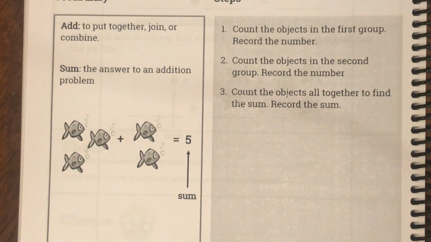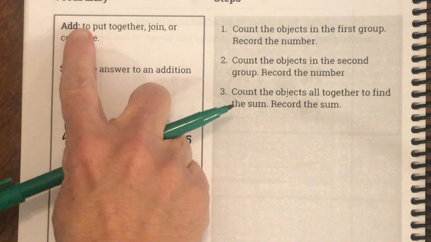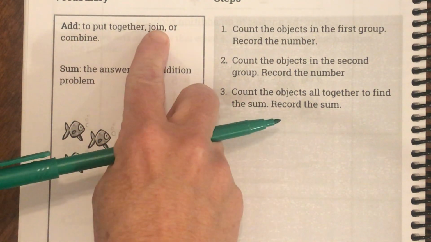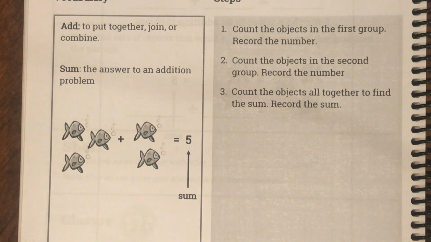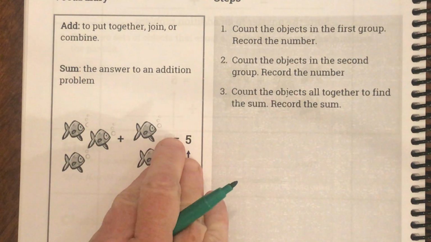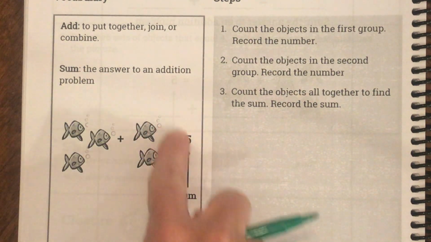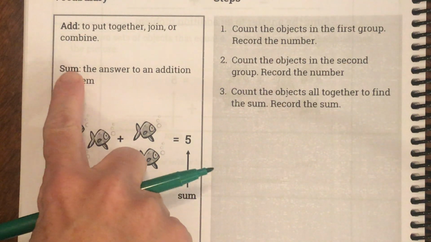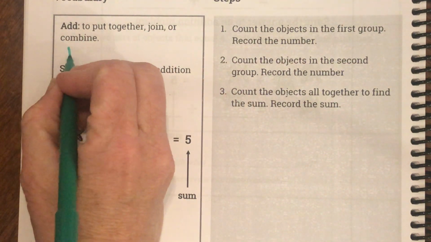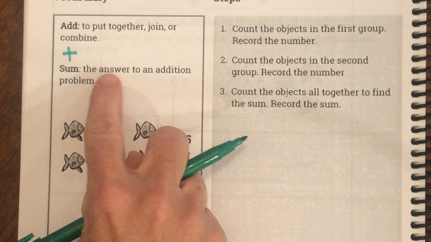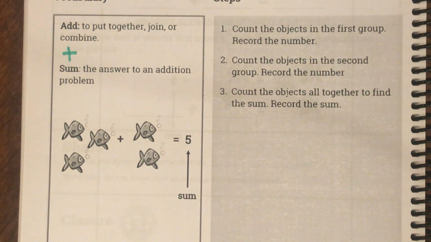Okay, so let's look at our vocabulary. It says add means to put together, to join, or combine. So we're going to have two groups of objects and we're going to combine them. And sum, again, when we see that word, we put an addition sign on it. It says the answer to an addition problem.